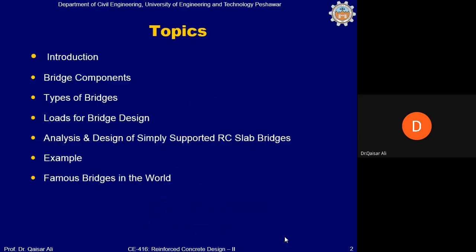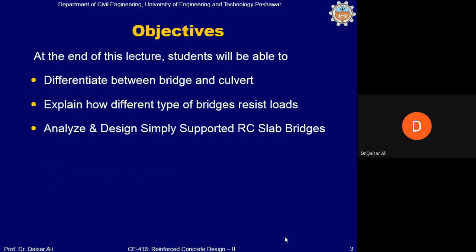Topics included in today's lecture are introduction, then bridge components, types of bridges, loads for bridge design, and one complete example on the analysis and design of simply supported RC bridge, and famous bridges in the world at the end. The objectives of the lecture are that students will be able to differentiate between a bridge and a culvert, explain how different types of bridges resist loads, and analyze and design simply supported RC slab bridges.